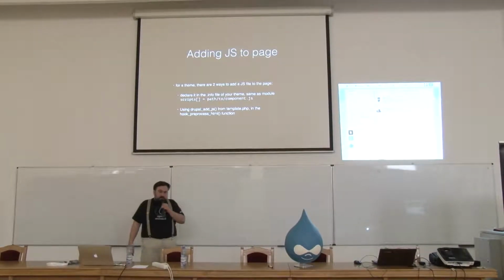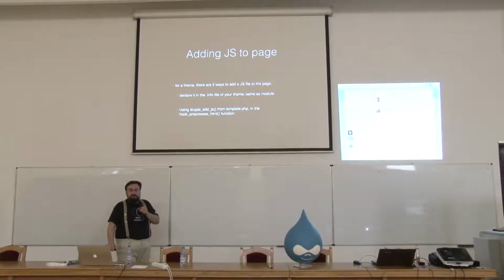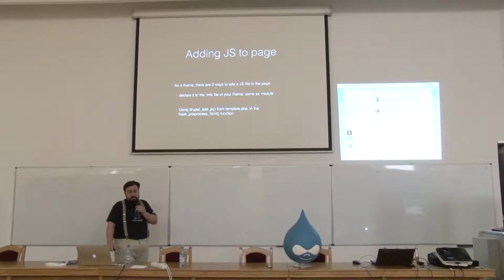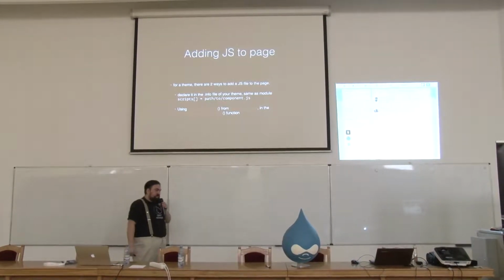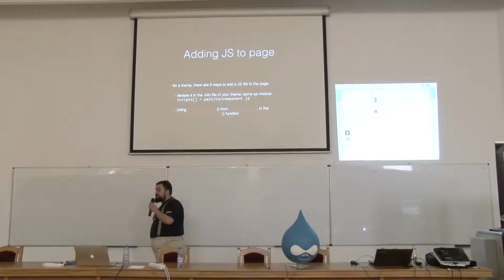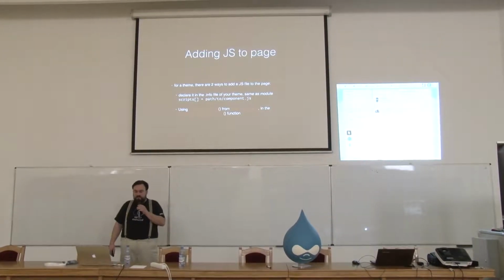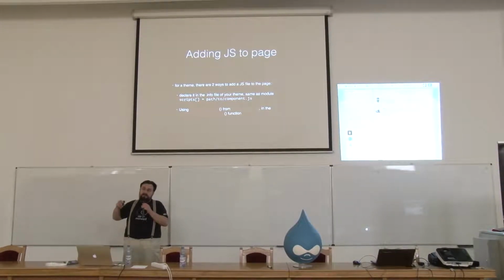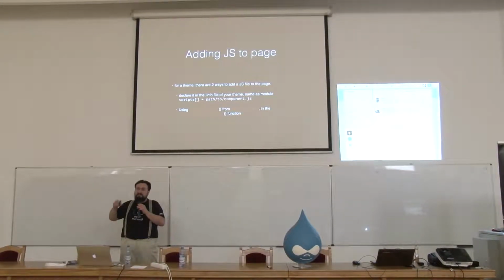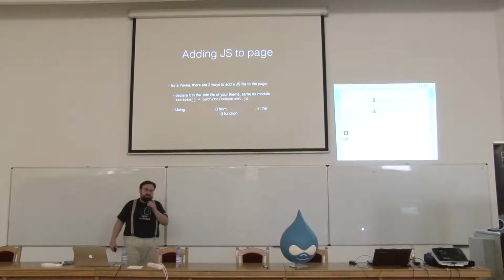For a theme, there are 2 ways in Drupal. Either in your info file, you just declare it normally like a module, and it will be loaded on all your pages. Or you can use drupal_add_js from hook_preprocess_html. And this works because the HTML, when it's rendered and the scripts are added to the HTML, is after the preprocessing, the process stage.